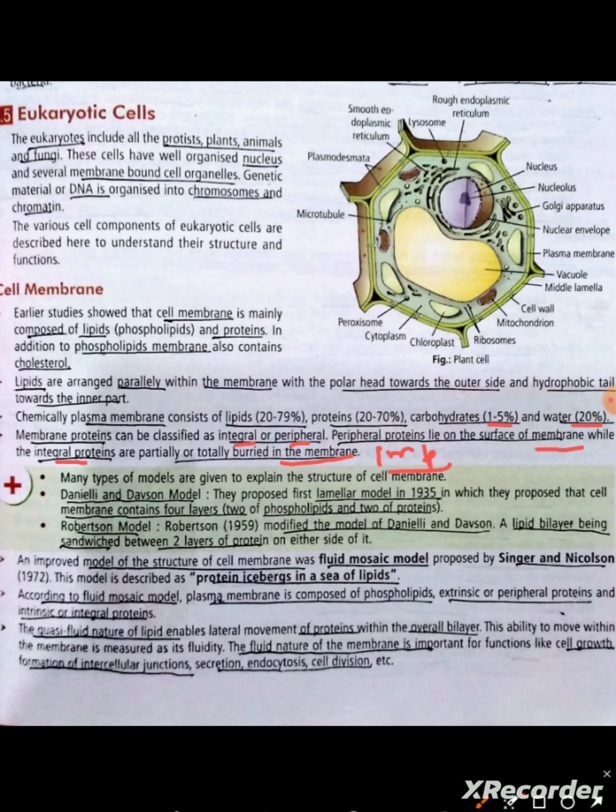Many types of models are given to explain the structure of the cell membrane. Danielli and Davson model: they proposed the first lamellar model in 1935, in which the cell membrane contains four layers, two of phospholipids and two of proteins. Robertson model: Robertson in 1959 modified the model of Danielli and Davson, with a lipid bilayer sandwiched between two layers of proteins on either side of it.